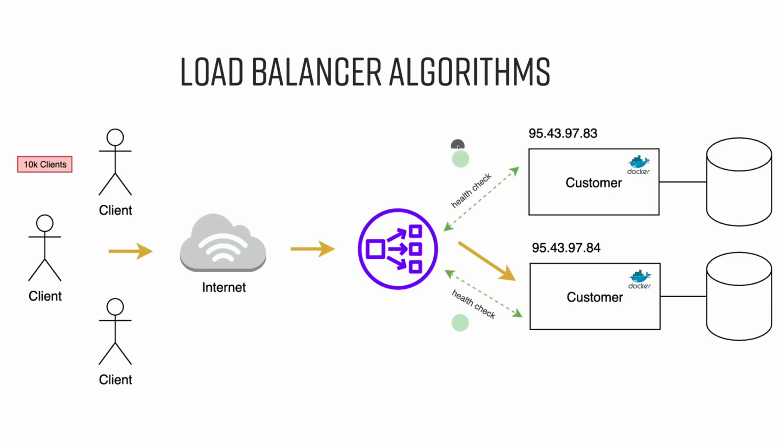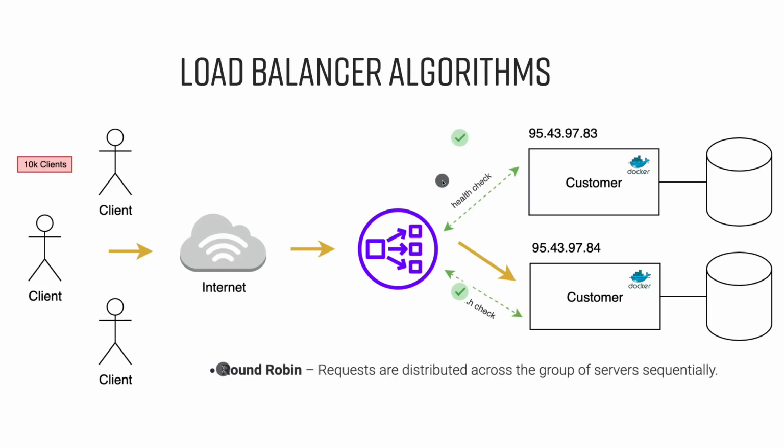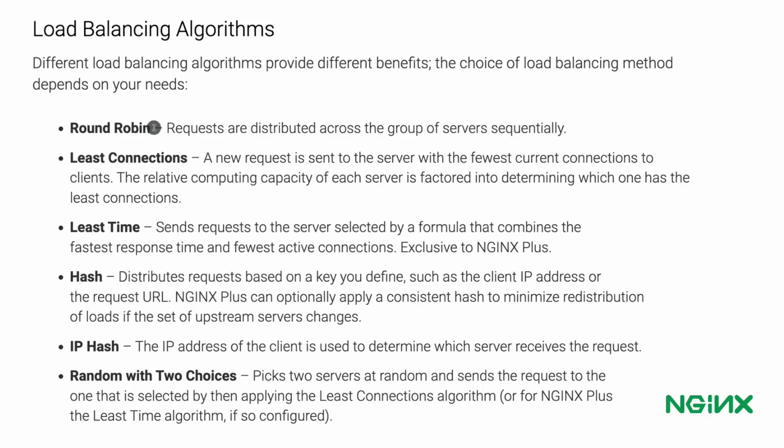Now, this is one algorithm, and it's known as round robin. So it basically distributes the requests sequentially according to the number of servers that you have. But obviously, there are many algorithms that you can choose from. So you've got round robin, where requests are distributed across the group of servers sequentially. You have least connections. A new request is sent to the server with the fewest current connections to clients. You've got least time. Send requests to the server selected by a formula that combines the fastest response time.